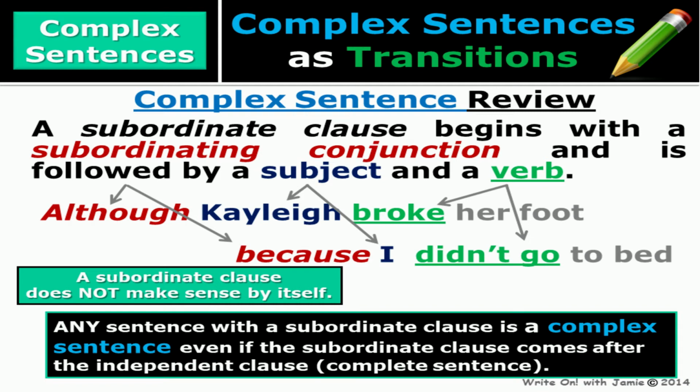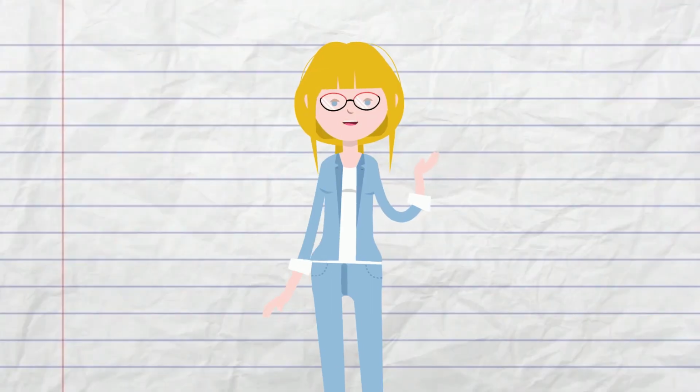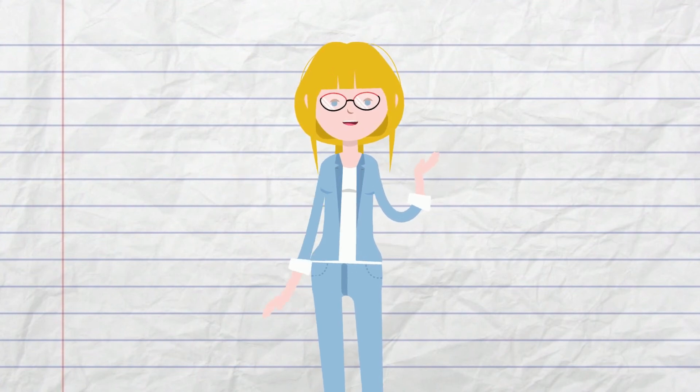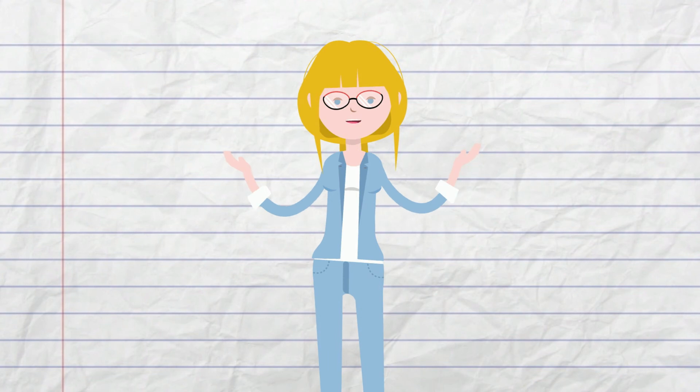Another example would be, because I didn't go to bed. We've got a subject, I, and a verb, did go, but the subordinating conjunction, because, keeps this from being an independent clause. Again, a subordinate clause on its own leaves the reader with a sense of not getting the whole story. Because I didn't go to bed, what happened? Was I tired the next day? Did I oversleep? Did I miss an appointment? What? We need the independent clause to clear up the mystery.